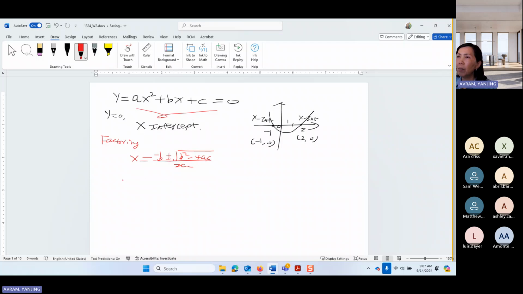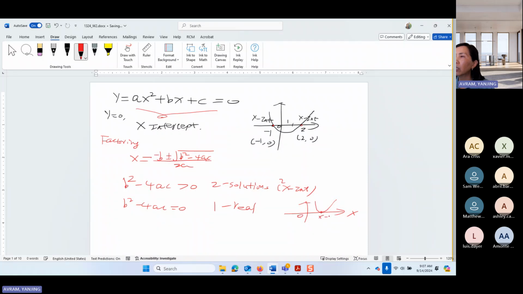And b squared minus 4ac, there's a name for this one. It's called the discriminant. If this is greater than 0, you will have 2 x-intercepts. You have 2 solutions. Two solutions means you have 2 x-intercepts. And if you have b squared minus 4ac equal to 0, you're going to have just one real solution. So you have this one touching the x-axis. So you only have one x-intercept in here.